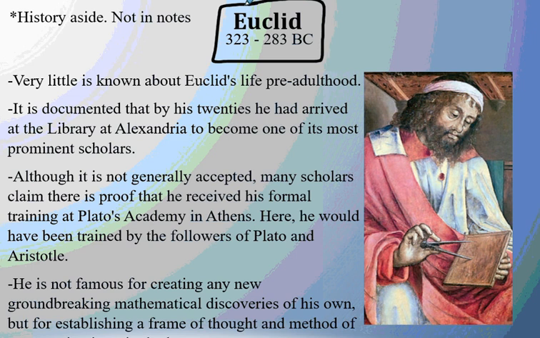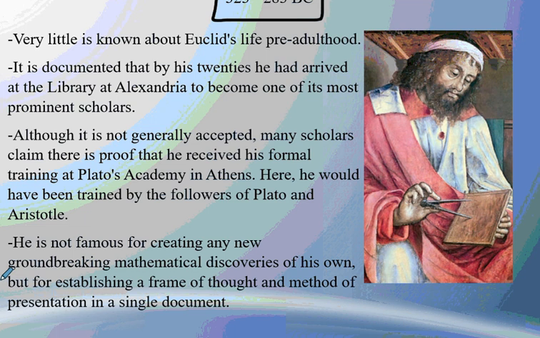Very little is known about Euclid's life before adulthood. By the time he was 20, he had arrived at the library at Alexandria, which was like the predominant school throughout the world at that time. Although it was not generally accepted, many scholars claim there is proof that he received his formal training at Plato's Academy in Athens in Greece. Here he would have been trained by Plato and Aristotle and other famous Greek thinkers.